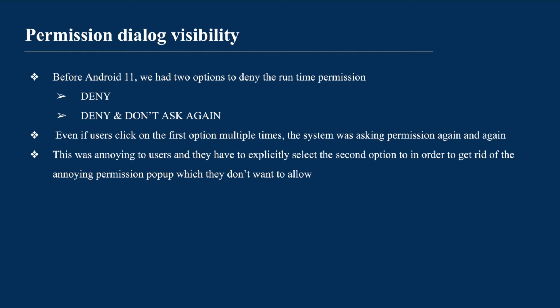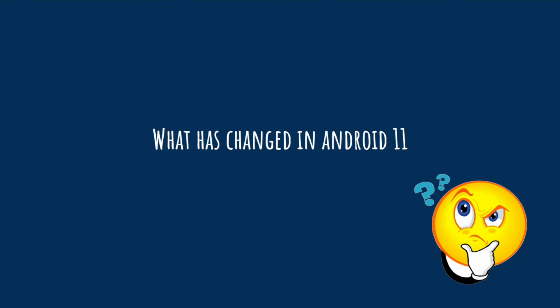So from the user's privacy perspective, this isn't good, as even if the user is not willing to give you consent for the specific permission, by clicking on the deny option multiple times, the system is showing the dialog and users have to explicitly select the other option to get rid of it, right? So now we understand the context of the problem. Now let's go ahead and understand what has changed in Android 11 as far as this permission denial is concerned.